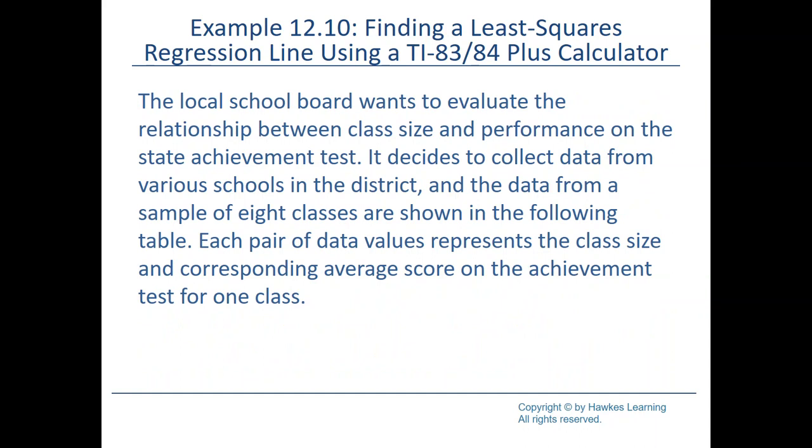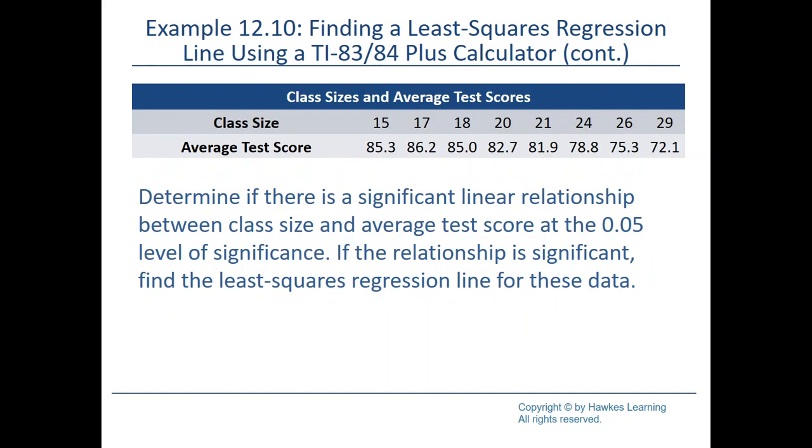So the local school board wants to evaluate the relationship between class size and performance on the state achievement test. It decided to collect data from various schools in the district, and the data from the sample of 8 classes is shown in the following table. Each pair of data values represents the class size and corresponding average score on the achievement test for one class. Now, we're going to determine if there is a significant linear relationship between the class size and the average test score at a 0.05 level of significance.